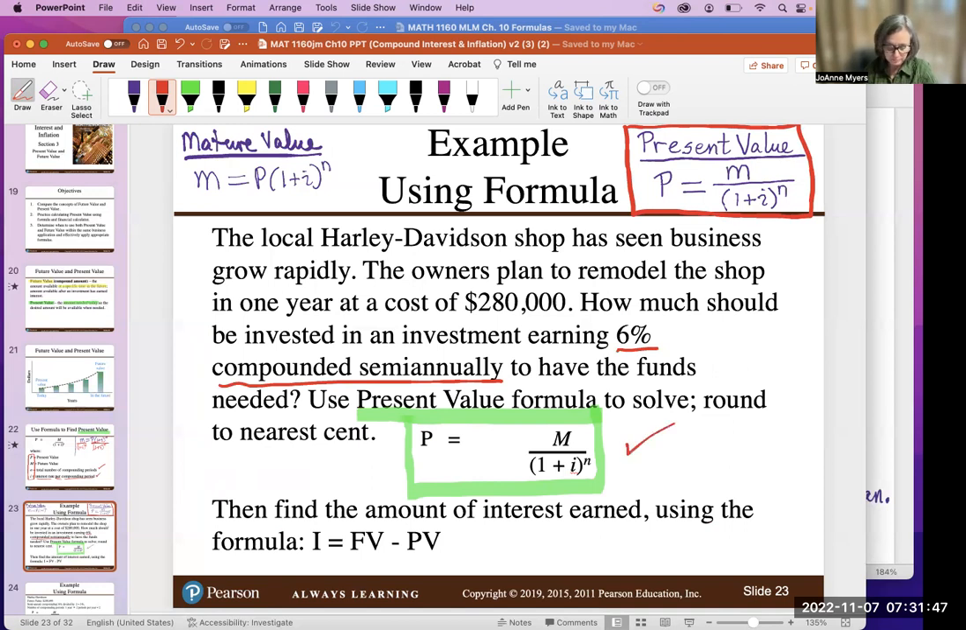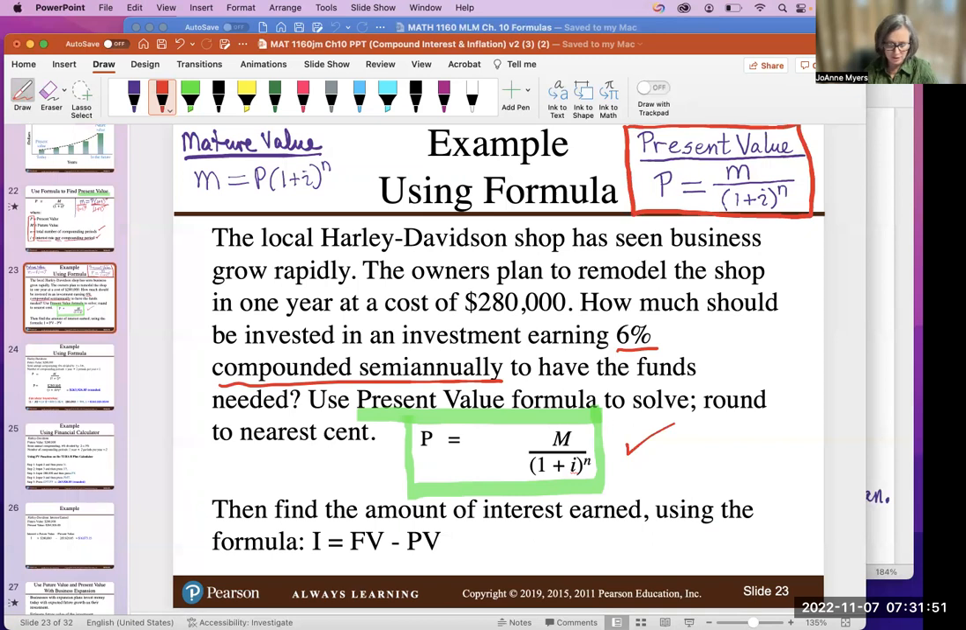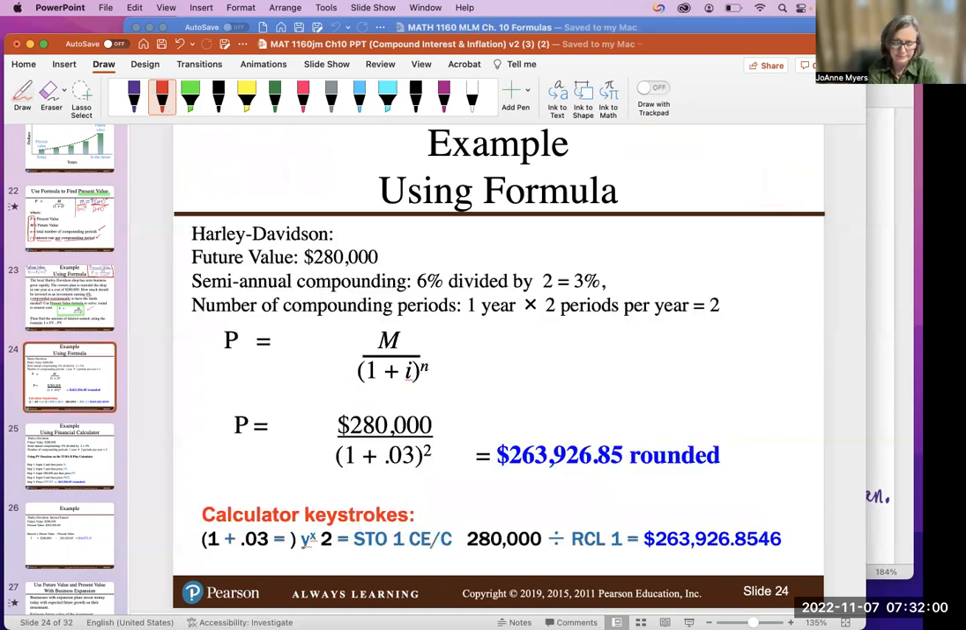So here we go. Find the amount of interest earned using this formula. Step one is find the present value. What do they need now? Step two is find out how much interest they'll earn.